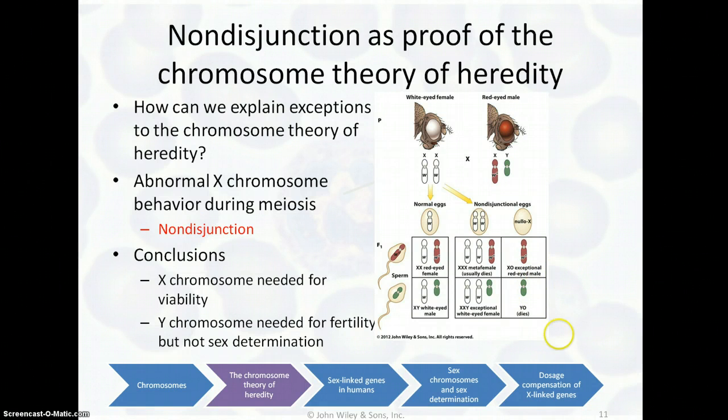So by recognizing that these abnormalities can happen, Morgan was able to make these conclusions that the X chromosome is actually needed for viability, because the males that only received a Y chromosome don't survive. However, the Y chromosome is also needed for fertility, but not sex determination, because we could see that we could have males here. Okay, so these flies retained their maleness, but they were sterile, they were infertile.